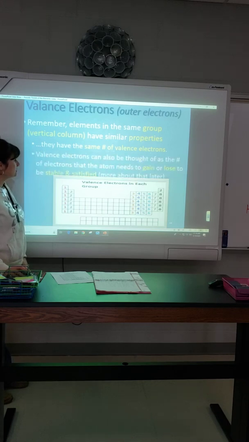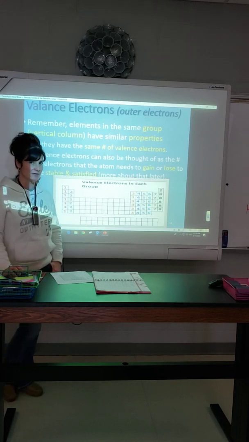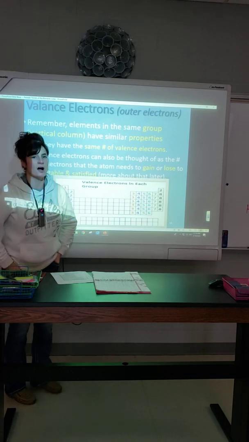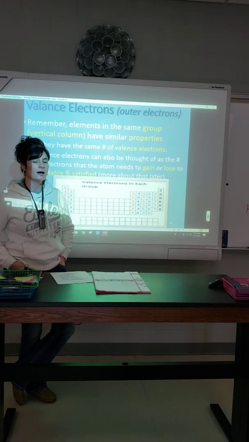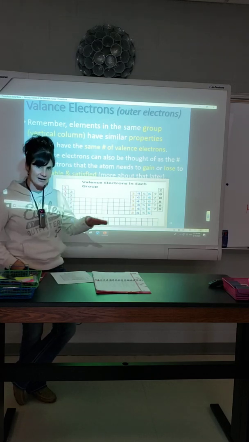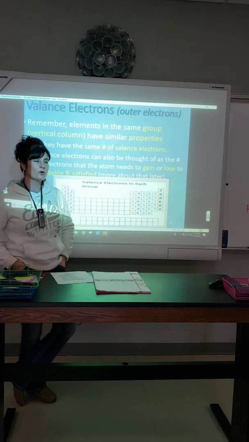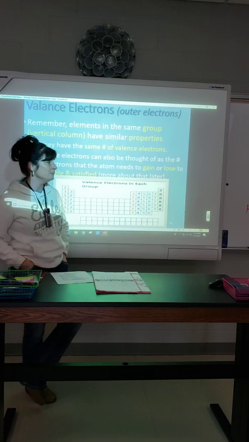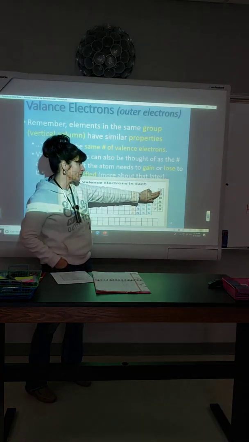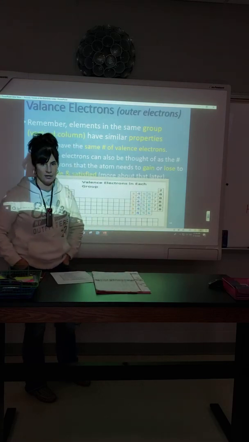Okay. So valence electrons can also be thought of as the number of electrons that the atom needs to gain or to lose to be stable and satisfied. So there's something called the octet rule. And in the song you heard a stable octet. Stable means satisfied, everybody's happy and good. So the goal is to always have a full octet, meaning you're trying to either get 2 if you're helium or 8 if you're any other type of element on the table.